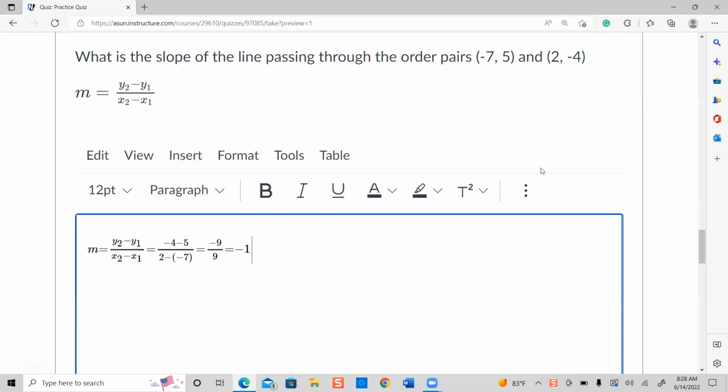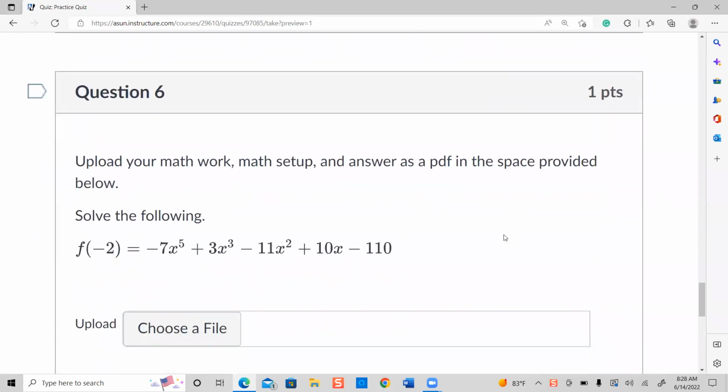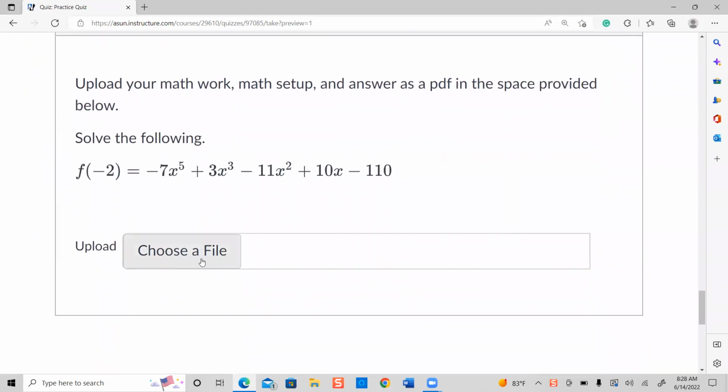All right. The next one says choose file here. This strictly means you're going to upload it as a PDF. If you ever see this option, you're going to upload as a PDF only. You can't upload it as a picture. And the instructions here say upload your math work, math setup, and answers.